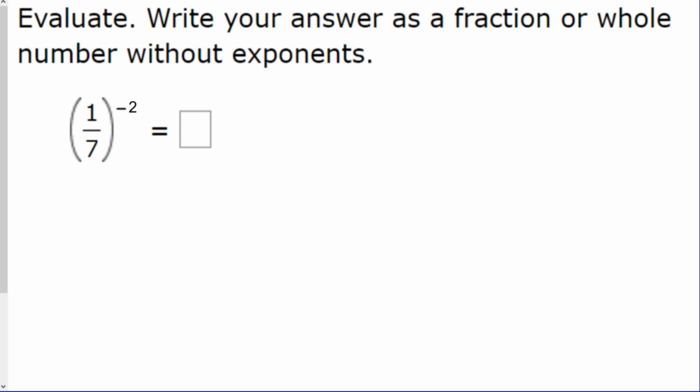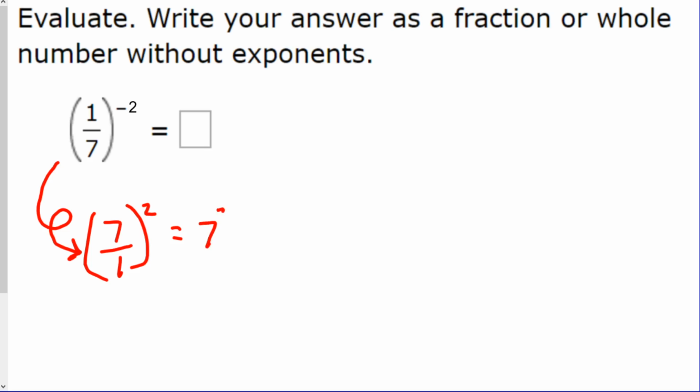All right, so having said that, let's do the math. It's a negative power, so we're simply going to flip it over. And we're going to change the exponent to a positive. 7 over 1 is 7 squared. 7 times 7 is 49.